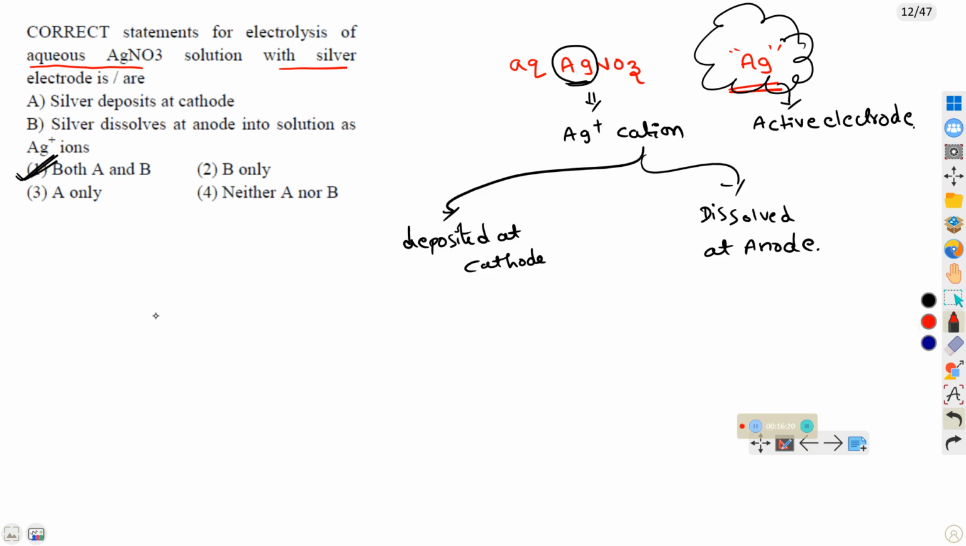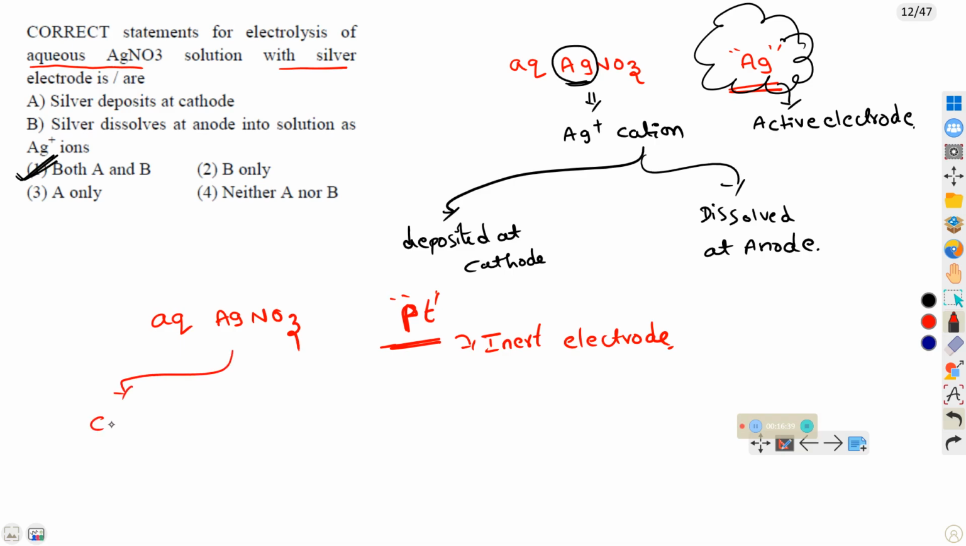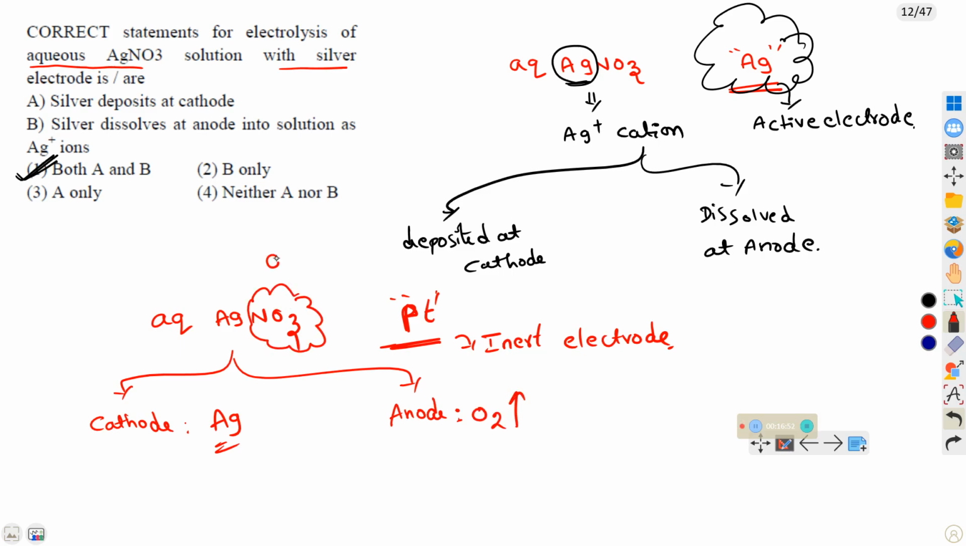For example, sometimes the question is like this: aqueous AgNO3 undergoes electrolysis in the presence of platinum. Now the electrode is an inert electrode. What happens at the cathode? At the cathode, Ag is deposited. At the anode, O2 gas is liberated. Why? Compared with NO3 minus, OH minus is more active. That's the reason O2 gas is liberated.